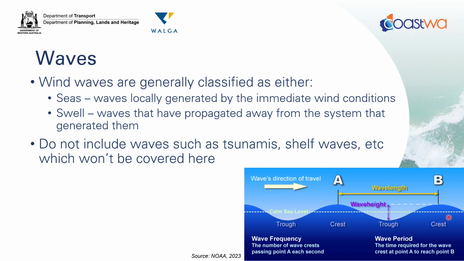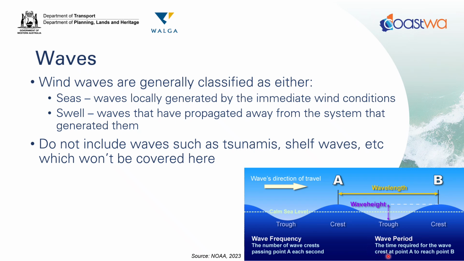Looking at the plot, we have a few things that we want to identify. One is the wavelength. The wavelength is the distance between the crests of different waves. If you have a look here, we've got the crest, the top part of the wave, at point A and point B. The distance between those is the wavelength. The wave height is the vertical elevation difference between the trough of the wave, the lowest portion of the wave, and the crest of the wave.